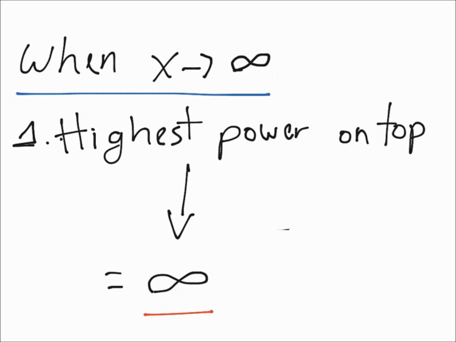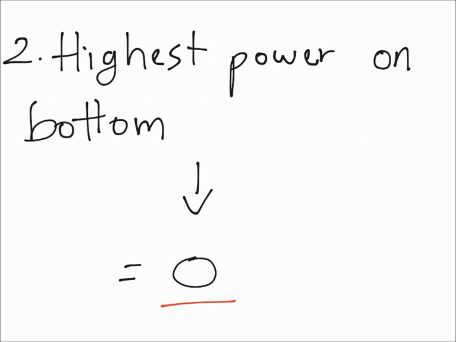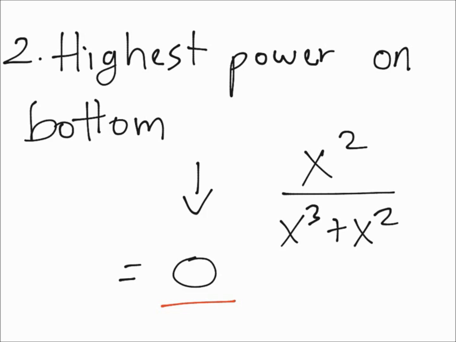Our second possibility is when the highest power is on the bottom. So as we saw before, if it was x squared plus x over x cubed, our highest power is on the bottom. So if this was a limit, it would be 0.